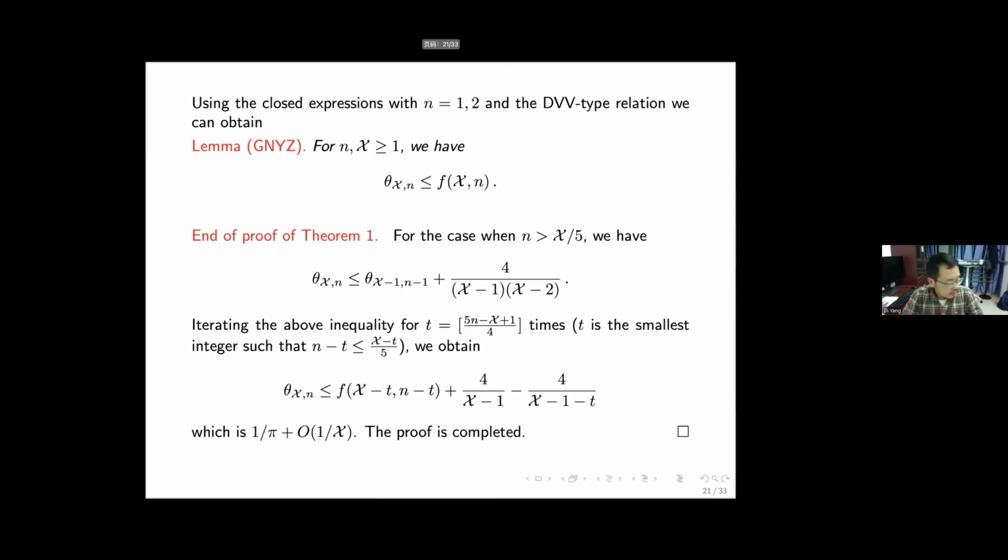So here we don't need to use these random walks. Yeah.